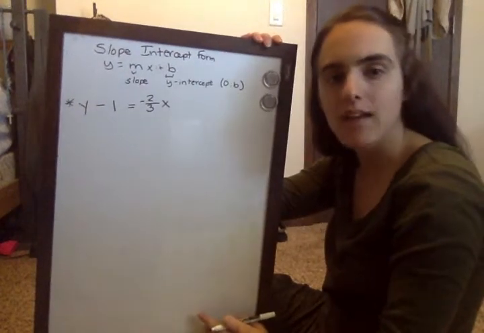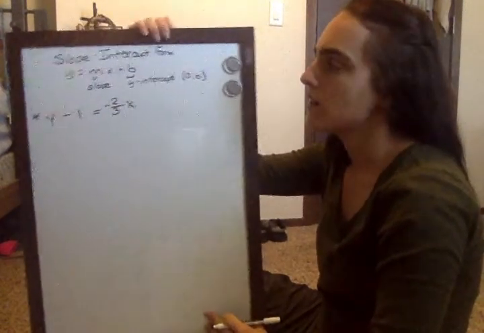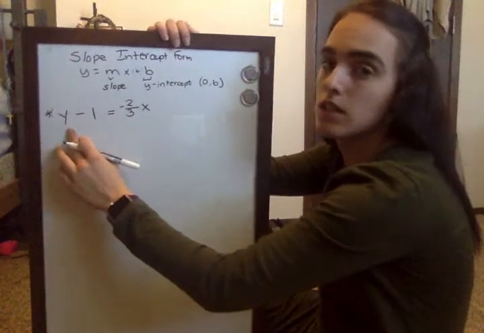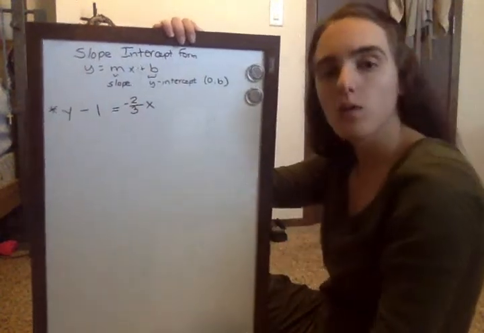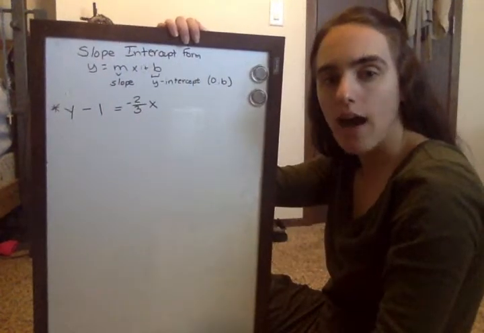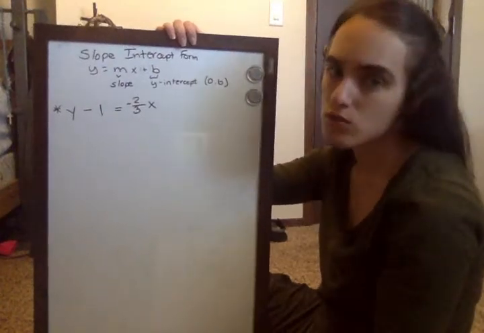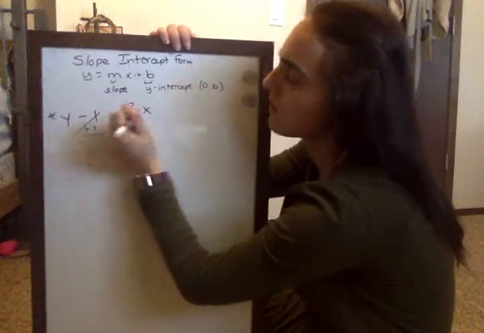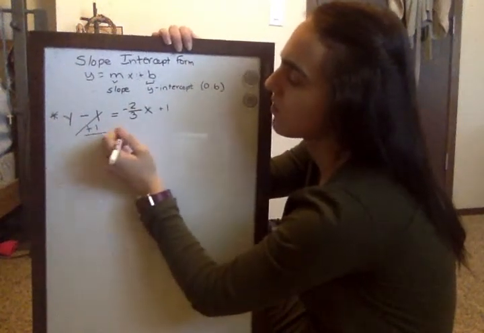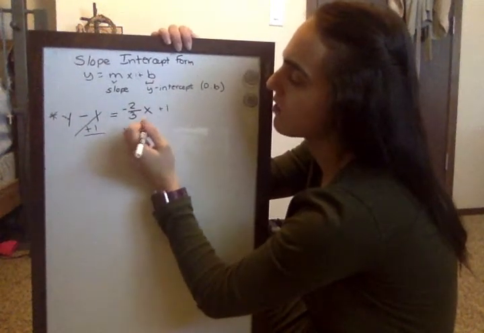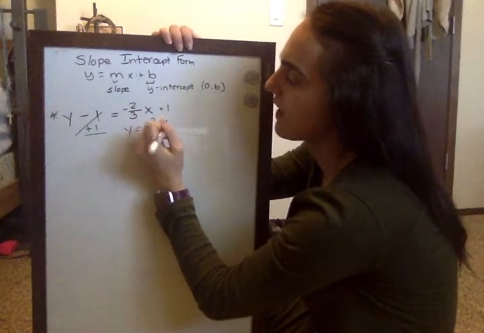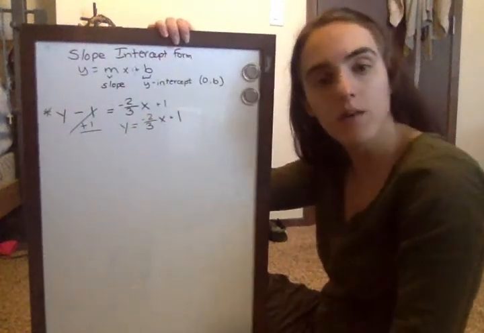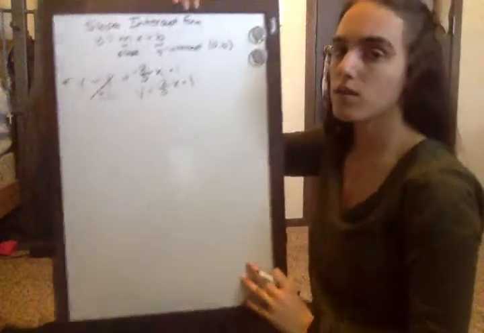Y needs to be by itself. So we need to get this equation to look like this. We need to get y on its own side of the equal sign. So to do that, to solve for y, we need to add 1. Now our equation reads y equals -2/3x plus 1.